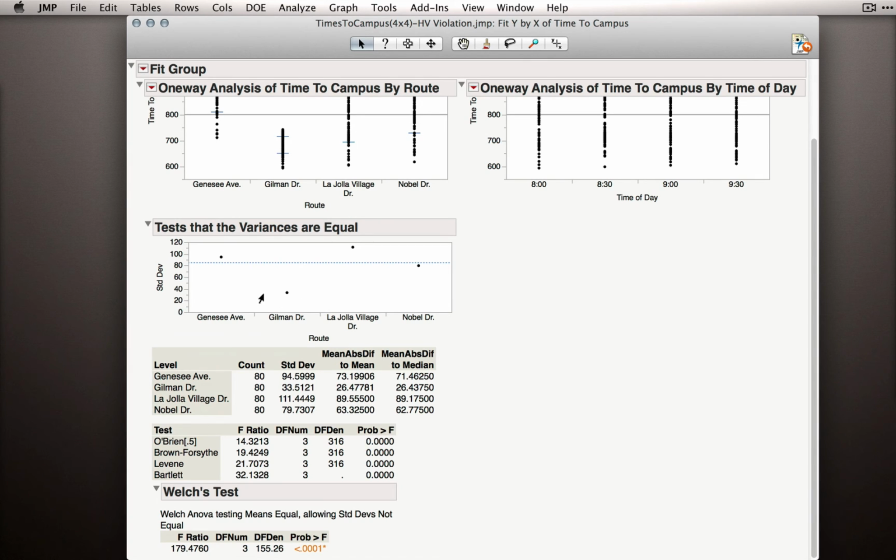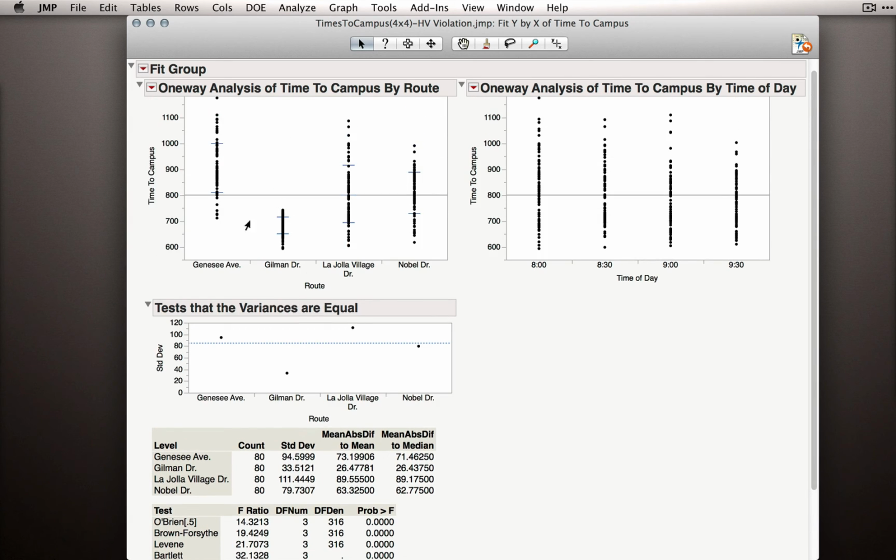Now, let's also look at the plot we're given. Here, we're showing the standard deviations for each of the different routes. And we can see that Gilman Drive is significantly lower than the other routes in terms of its standard deviation. So in this case, we have a test that certainly agrees with our visual inspection. It does look like Gilman Drive had lower variance in its measurements than the other routes.